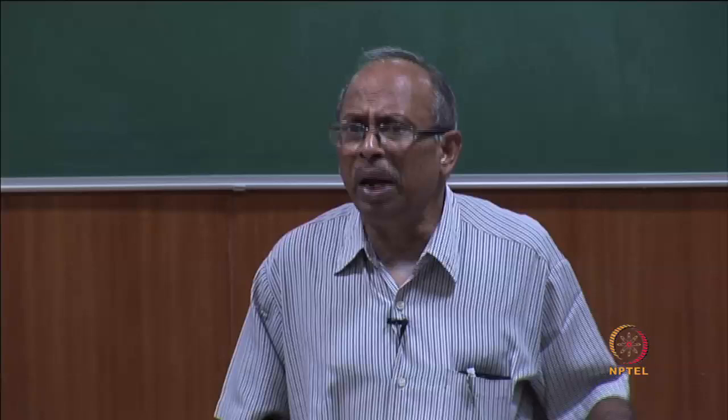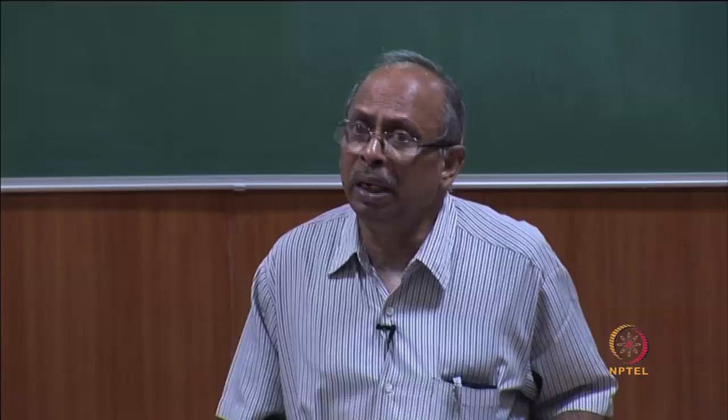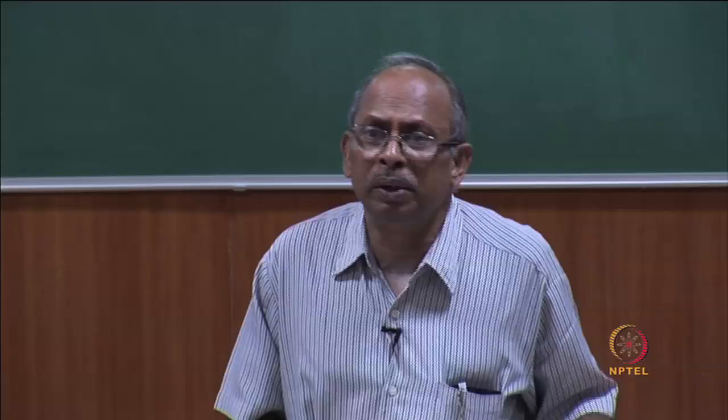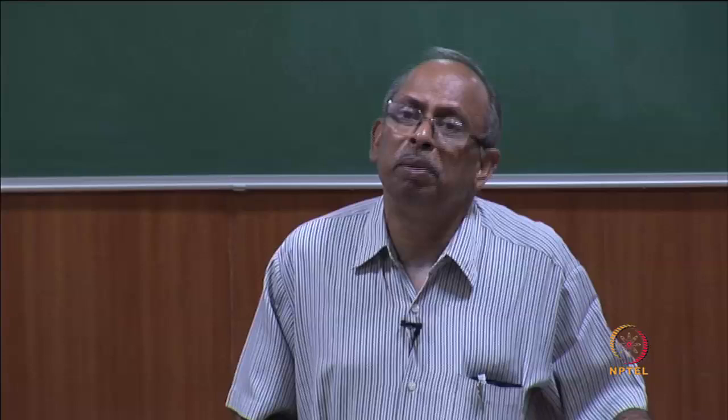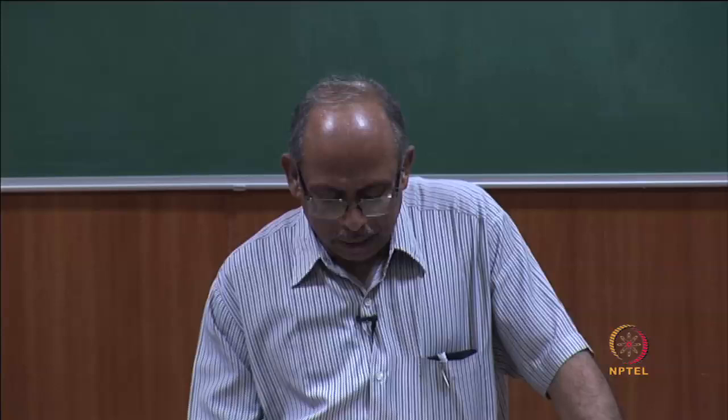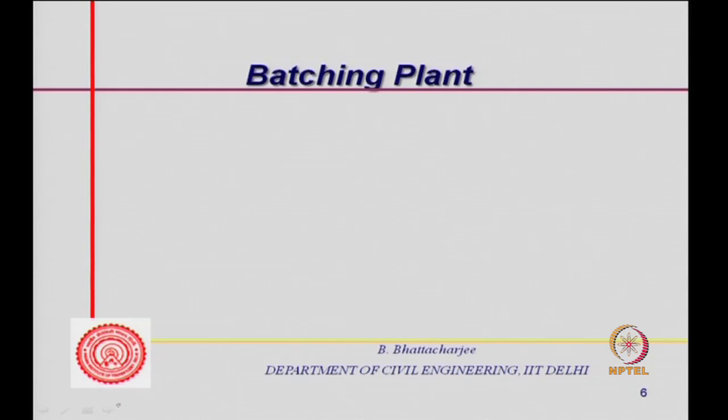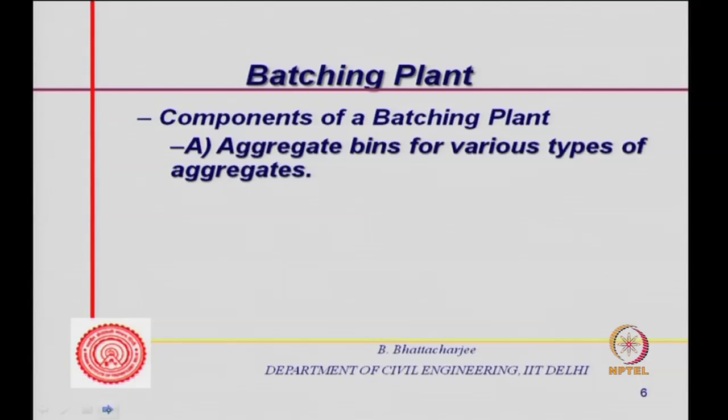Even when you have rain in other parts of the country, rain can bring in a lot of things, dust along with it, and deposit it over the aggregate. So, it has to be stored in the right manner so that aggregates do not get contaminated by dust. Cement, of course, we know you have to keep away from water, so it is put in silos, so is fly ash. All cementitious materials and aggregates are stored as mentioned, and they form part of the batching plant. If you look at the components of a batching plant, first are aggregate bins for various types of aggregate, so they are stored in bins.